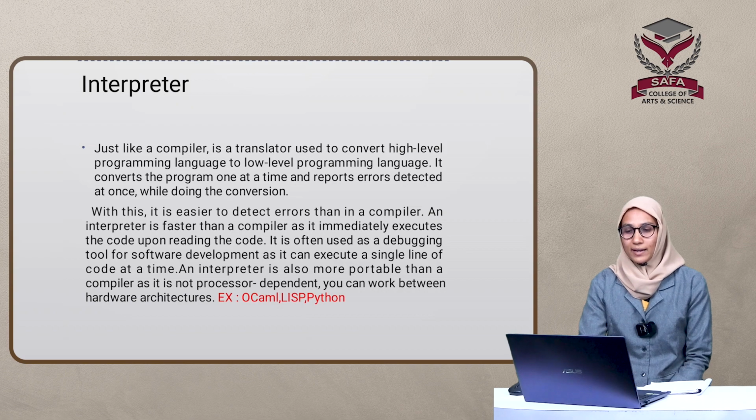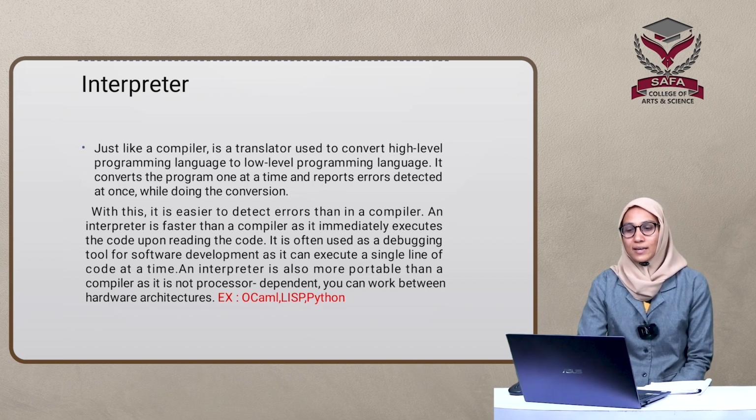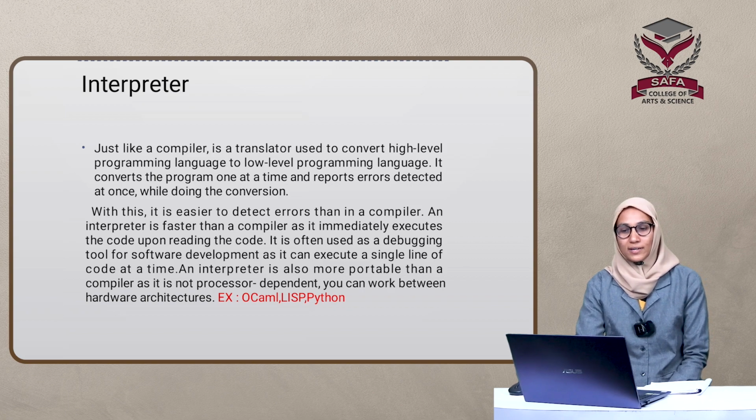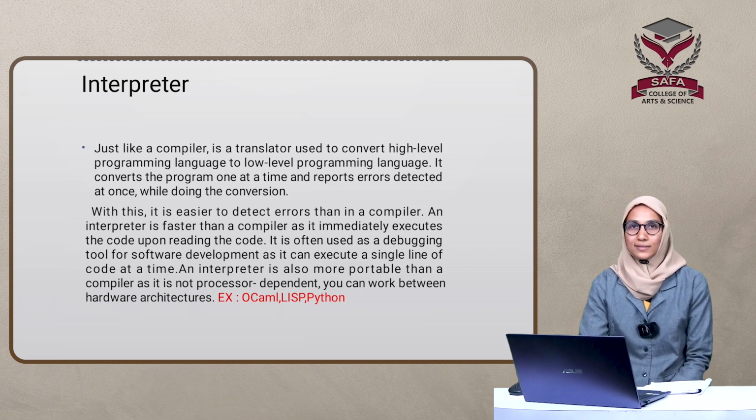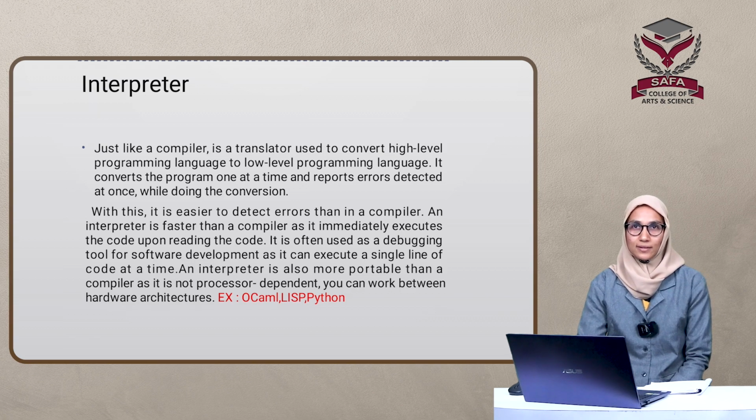Interpreter, just like compiler, is a translator used to convert high-level language to machine language. In this case, the program is converted one line at a time and errors are reported while doing the conversion. In the case of a compiler, the whole program is converted into machine code and errors are detected. In the case of an interpreter, line by line conversion is done, and at each line the interpreter can detect errors. Example, Python.